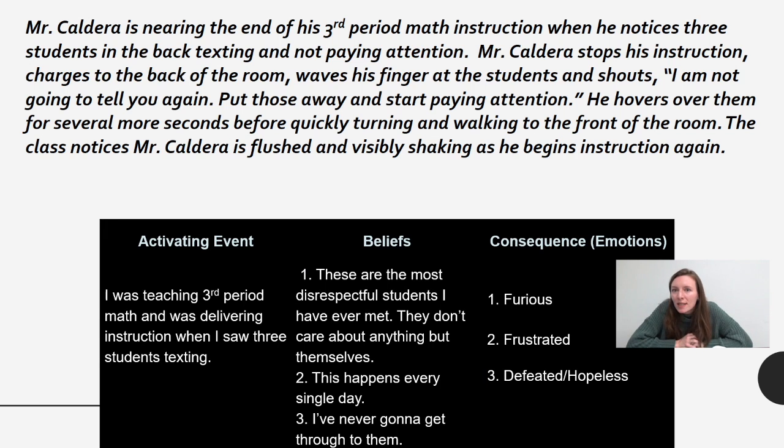And then the beliefs. What was he thinking about that situation with the 3 students texting that made him feel so mad, so frustrated, and so defeated? These were the things running through his head. "These are the most disrespectful students I've ever met. They don't care about anything but themselves." That was making him feel frustrated or furious. The second one, "This happens every single day." Thinking that made him feel frustrated. And then "I'm never going to get through to them." That made him feel defeated and hopeless. So you can see how these beliefs really led to that intense emotional experience, rather than just the situation when he noticed 3 students in the back texting.